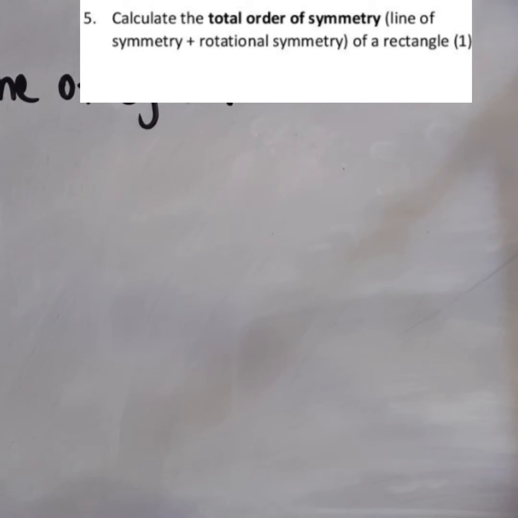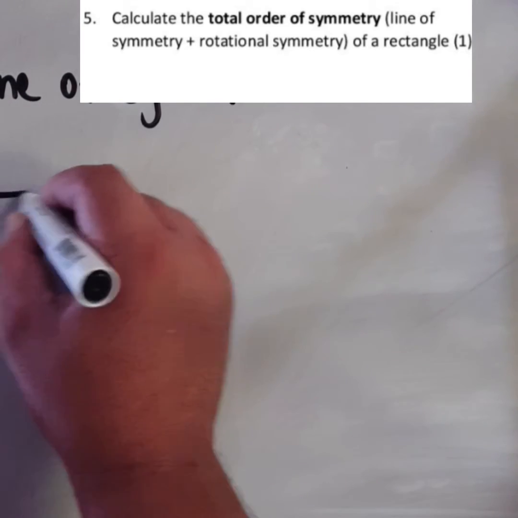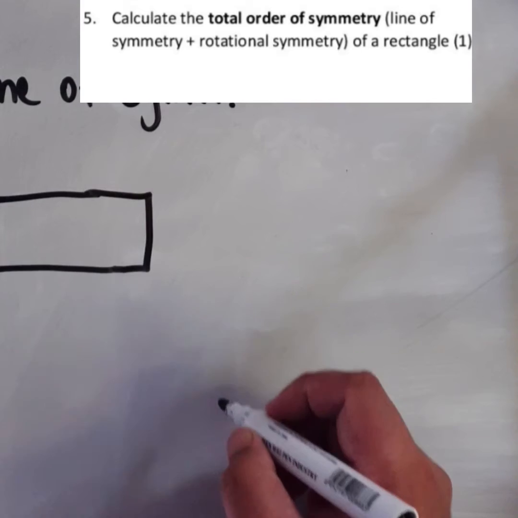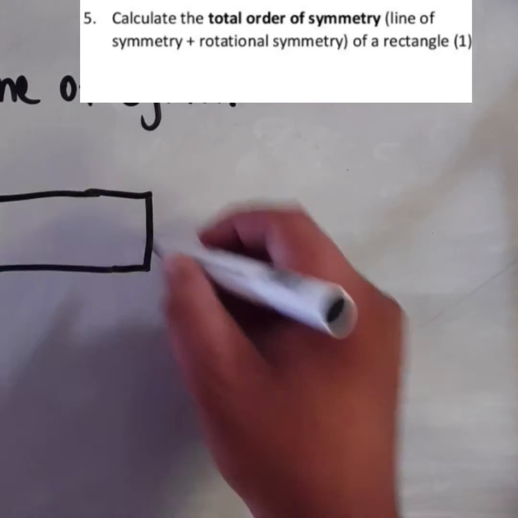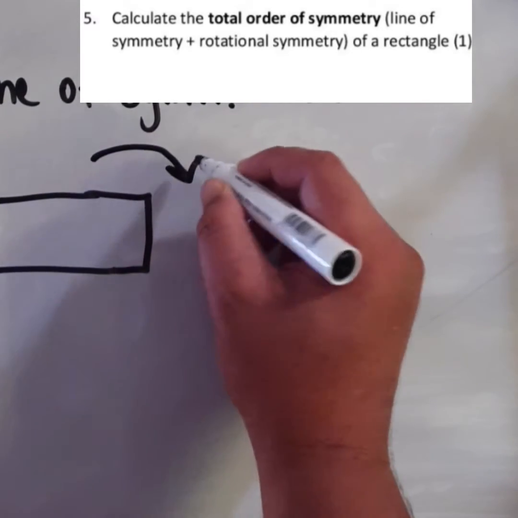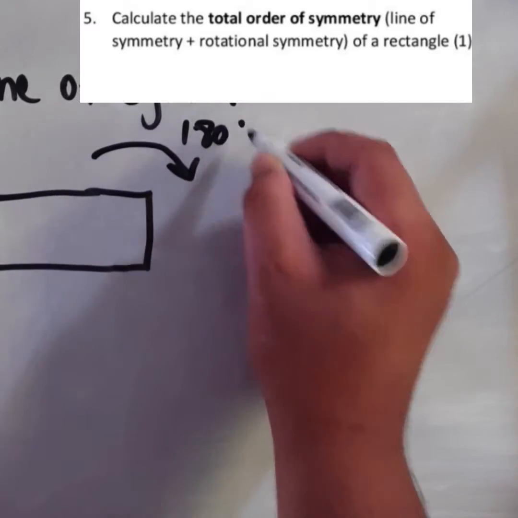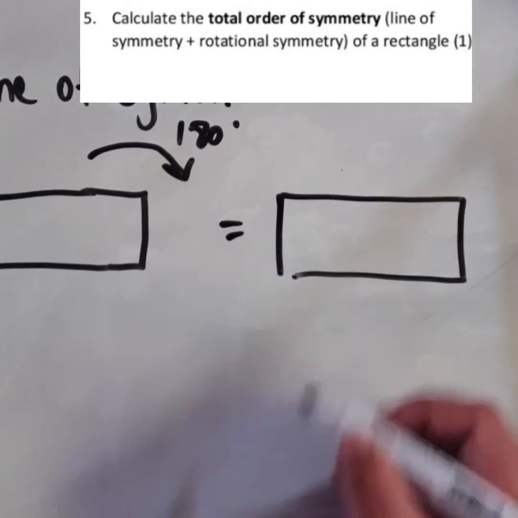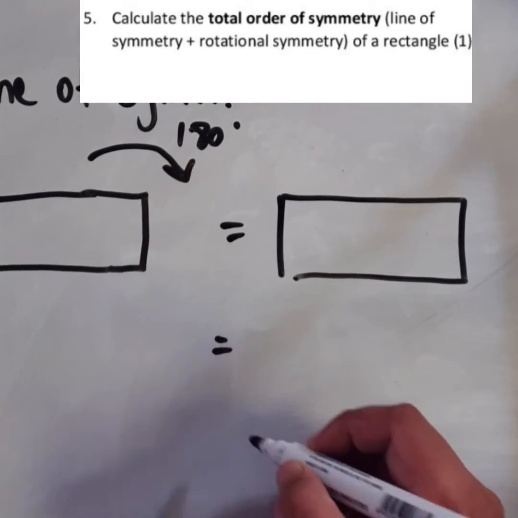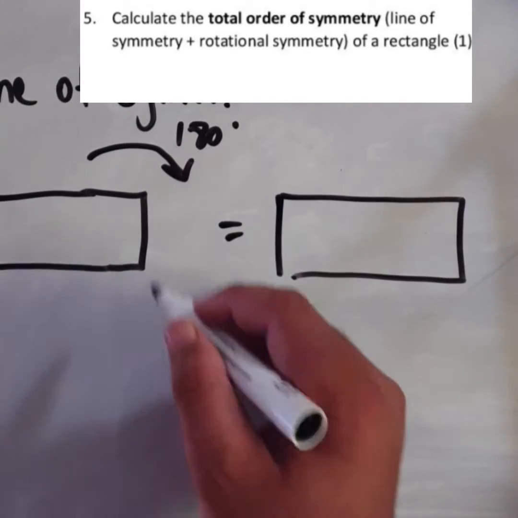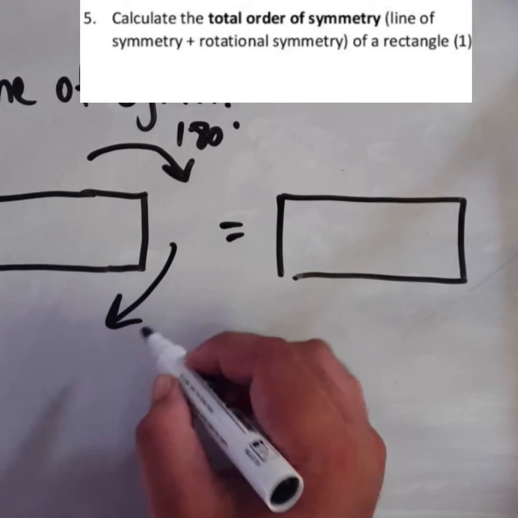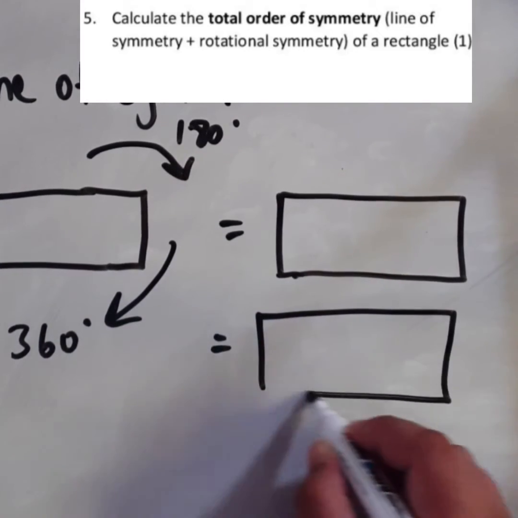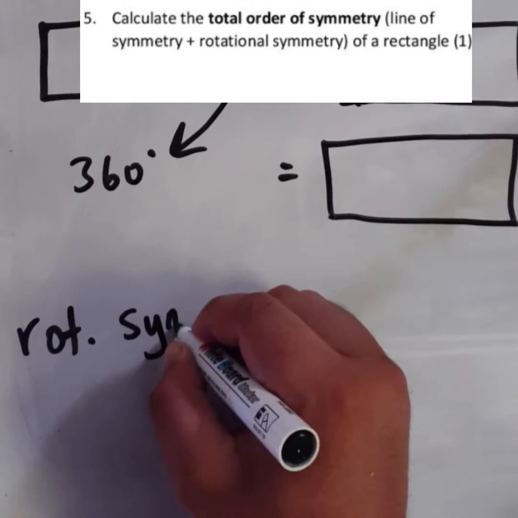Now let's work out the rotational symmetry. If you were to rotate a rectangle by 180 degrees, what you will get is the exact same shape. If you were to take, once again, the starting shape and rotate it by 360 degrees, what you get is the exact same shape. So therefore, the rotational symmetry of a rectangle is 2.